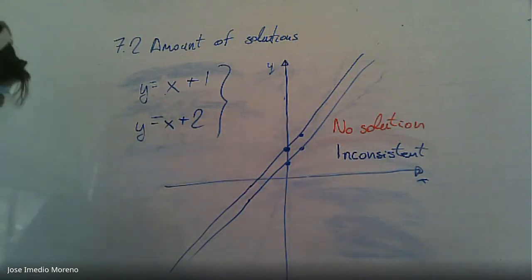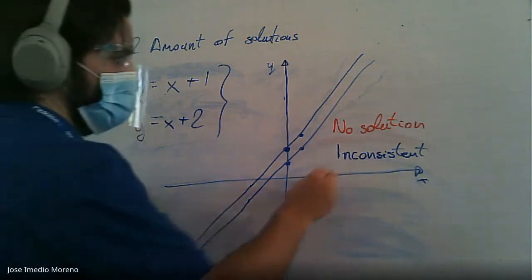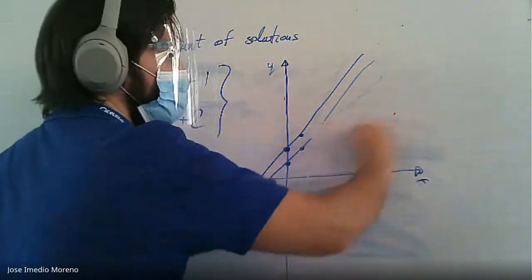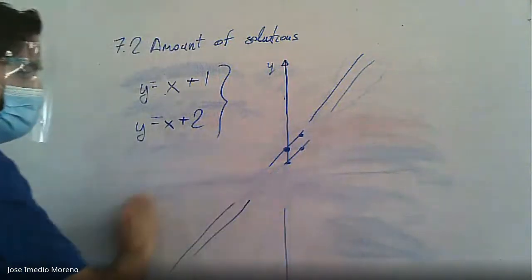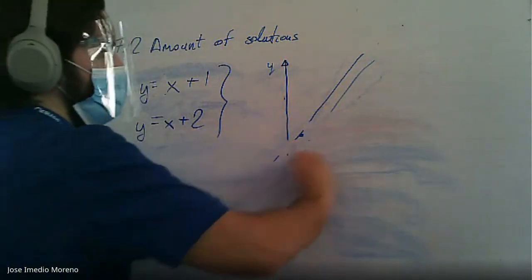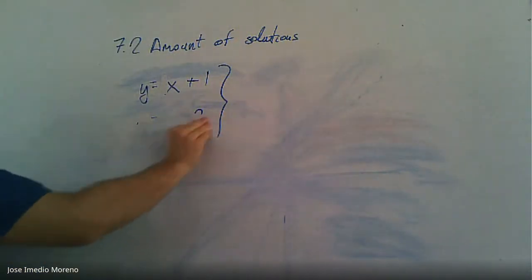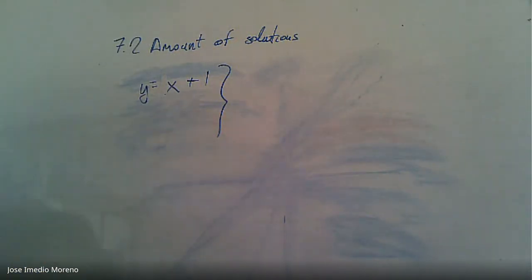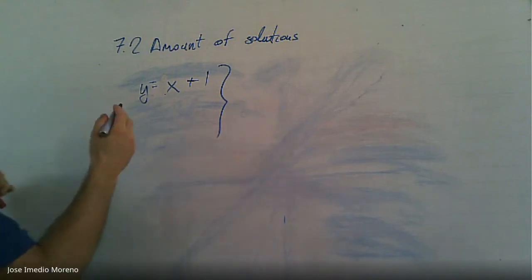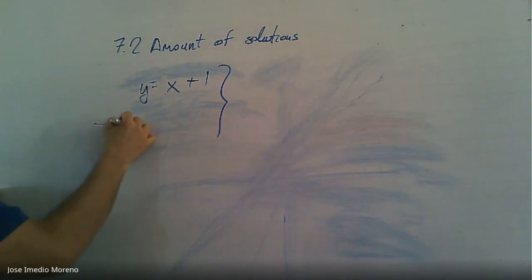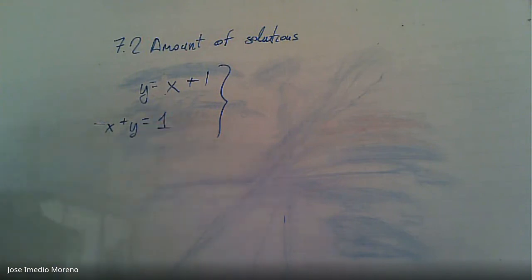And the final type is when we have infinitely many solutions, and that happens when both equations are the same. But usually that's given like this. Let's imagine I am given minus x plus y equals 1. This is also an equation, an equation in two variables that is the same, but it's written in a different way.